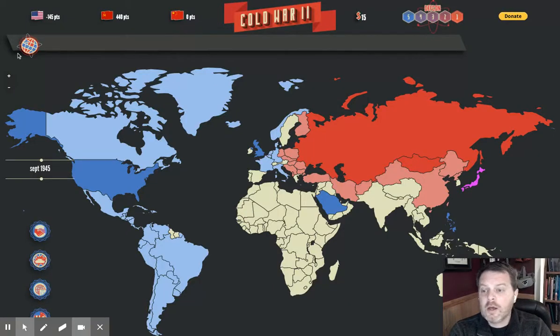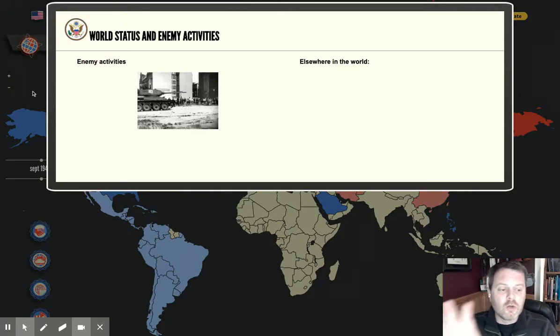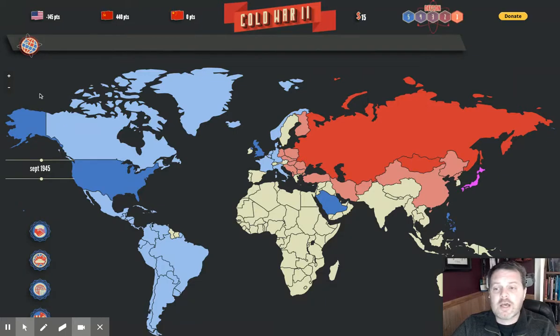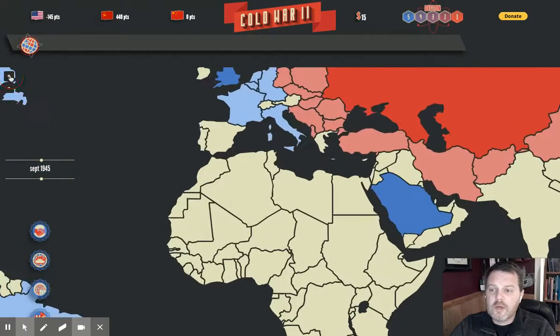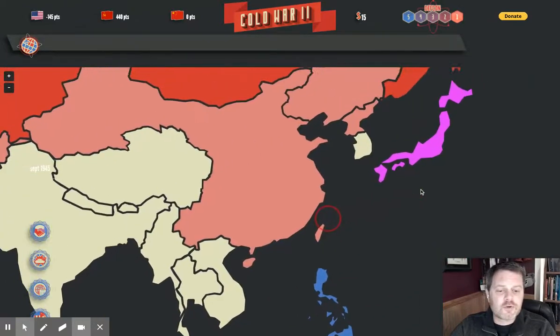Okay, and as we look over here on the left-hand side, you've got world status and enemy activity. So right now the game is just starting, so there's nothing on the screen. By the way, to close these pop-ups, you just click either the choice or to the side of it. The zoom feature is really important, I think, for the game. So if you hit plus, you can zoom, then you can click right on the screen and drag it around.